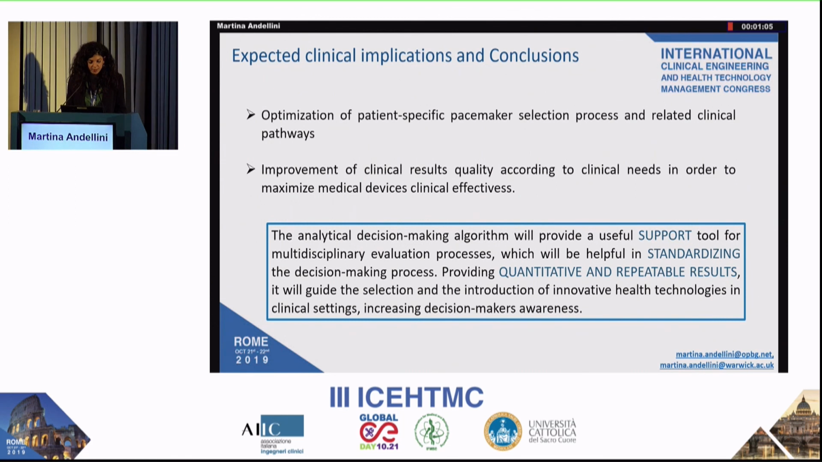which will be helpful in standardizing the decision-making process. So it provides a quantitative and repeatable result, and for this reason, it will be able to guide and support the selection and the introduction of all innovative technologies in clinical settings, increasing in this way the decision maker's awareness.